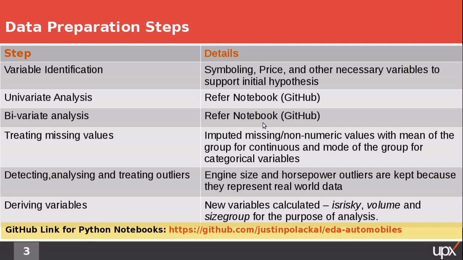Treating of missing values: I formed groups of vehicles based upon relevant characteristics and calculated the mean or mode of the group, depending on whether it's a continuous or a categorical variable, and then used those values to impute the non-numeric or missing values from the list. Outliers were detected and identified. Deriving of variables: new variables had to be calculated to carry out the analysis, like the risky, safe parameters, volume of the car, size group, etc.